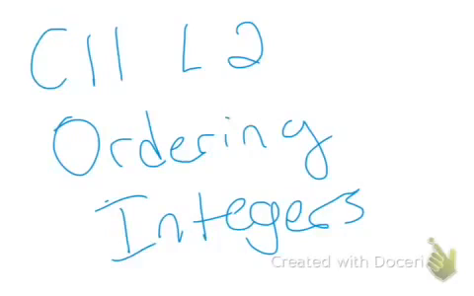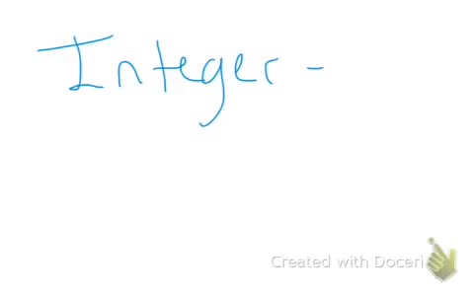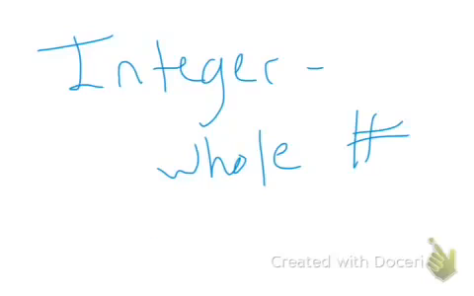Alright, today's lesson is Chapter 11, Lesson 2, Ordering Integers. I did not make a lesson or a video for Lesson 1 because there really wasn't a lot in it, and most of it was common sense. So I'm going to go over that stuff first. The first thing you need to know, an integer is any whole number, and that can be positive or negative.